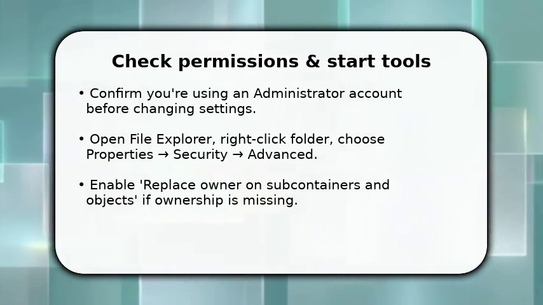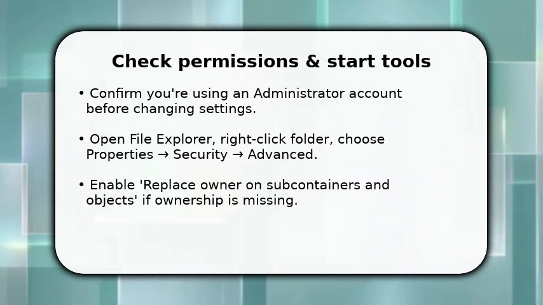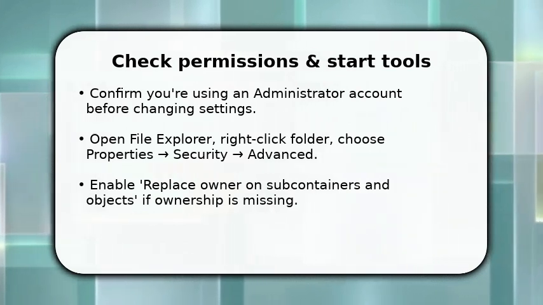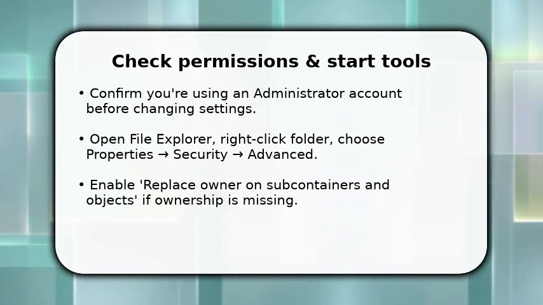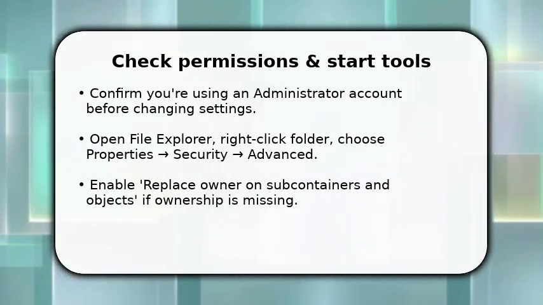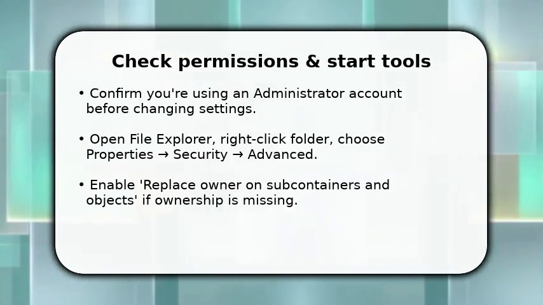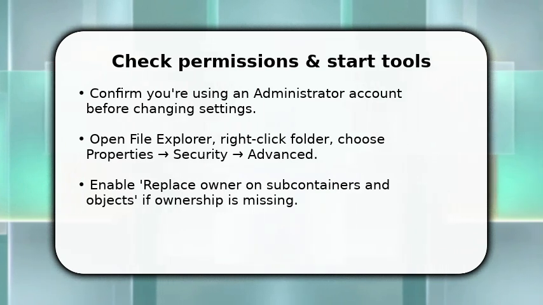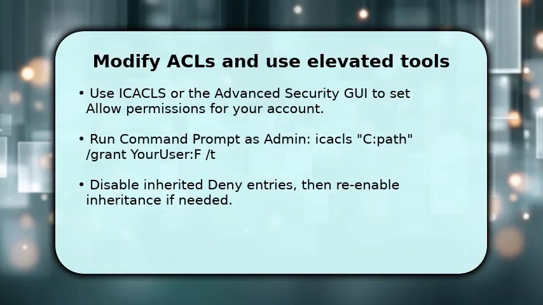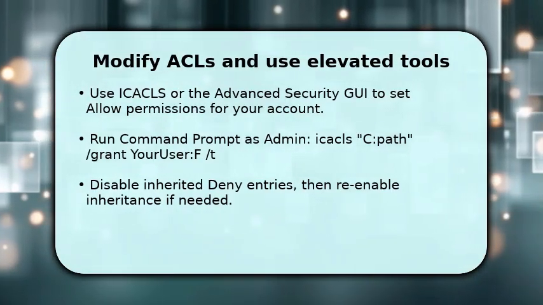You do this because many access denied errors are ownership problems. Taking ownership tells Windows which account controls the files. Make sure to check inherited permissions and note any explicit deny entries before moving on. Now you adjust the access control list so the system recognizes your authority.